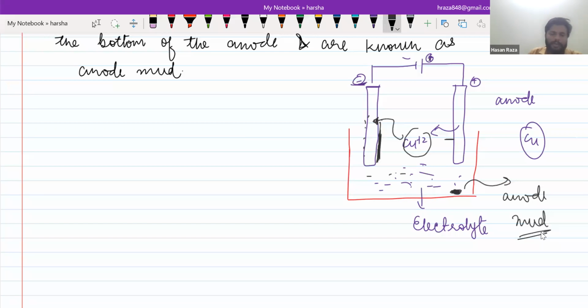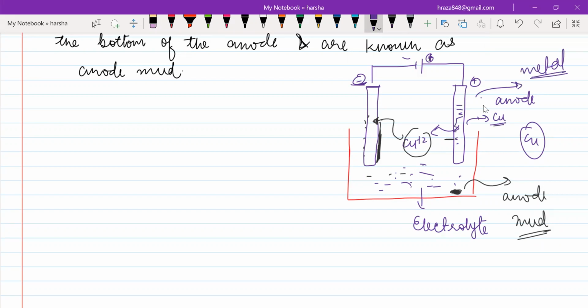I think I'm clear to everyone. Please let me know if you have any doubts. Sir, can you repeat? Yes. So, Martin, this anode is basically the metal we need to purify. Okay. Copper. This is made up of copper. Are you getting my point?